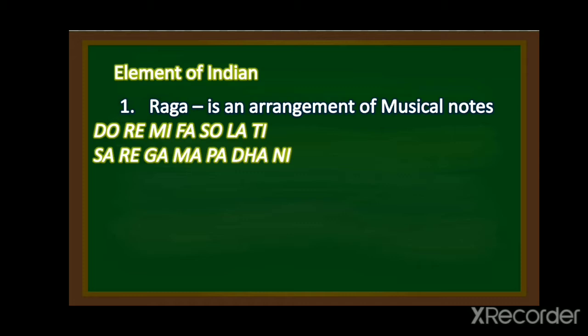The first one is the raga. A raga is an arrangement of musical notes like do, re, mi, fa, sol, la, ti, do. In raga, from do is sa, re, ga, ma, pa, dha, up to the ti, which is ni. It is a scale with the 7 notes of a raga.